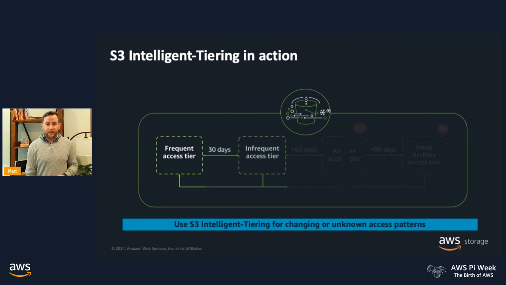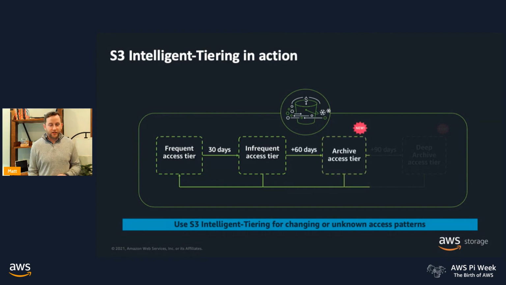After 30 consecutive days of no access, data automatically moves from the frequent access tier down to the infrequent access tier. The infrequent access tier also has low millisecond performance and is priced the same as the S3 standard infrequent access storage class. This means you get the same high performance and low latency as you would if you used S3 standard or S3 standard infrequent access.